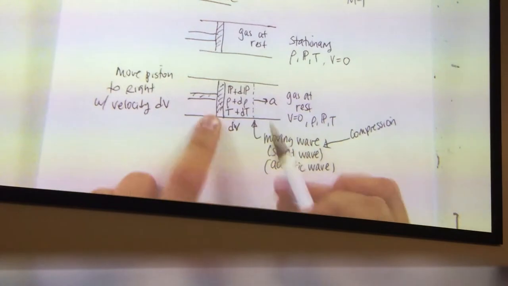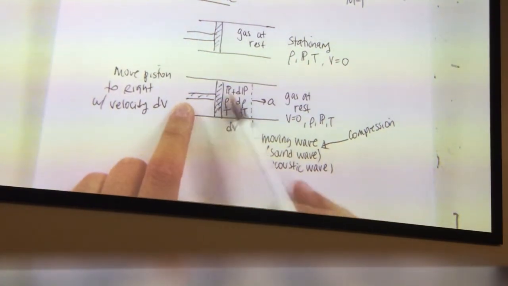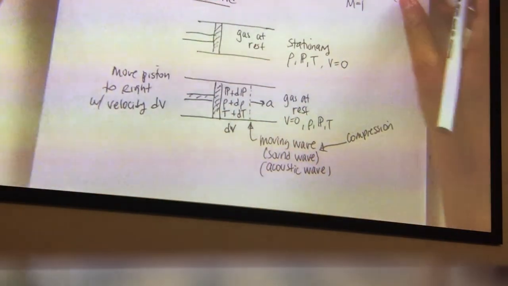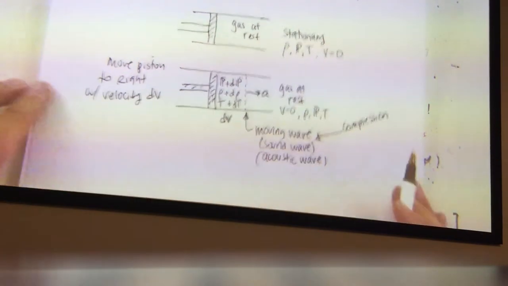If we wanted to, we could do the same thing, but instead of pushing the piston, we could be pulling it. So there will also be changes, but that will be an expansion. So it will be an expansion moving wave. This time it's a compression moving wave. So really, what is this A? This A is the speed of sound.